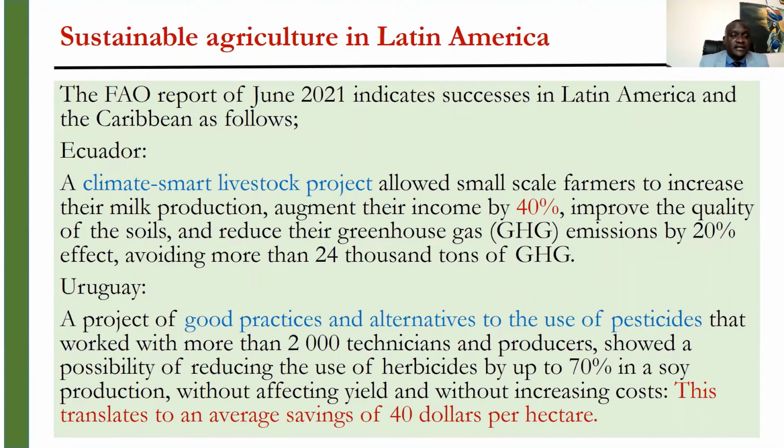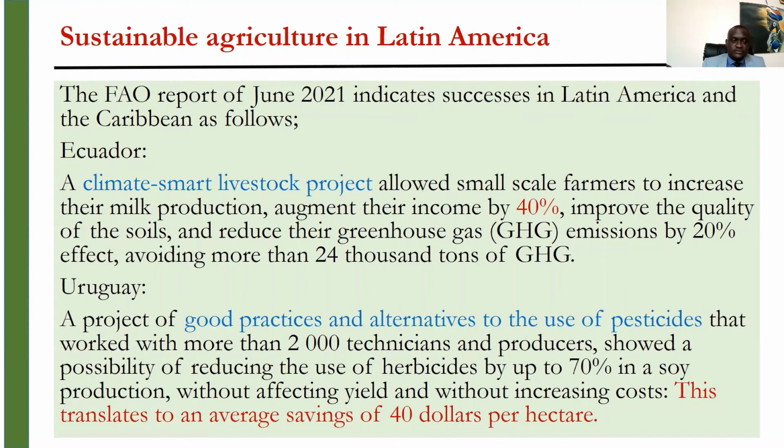The other example is from Latin America. And of course, the Food and Agricultural Organization report of June 2021 indicates successes in Latin America and the Caribbean as follows. I'll pick two countries. In Ecuador, there's a climate-smart livestock project that allowed small-scale farmers to increase their milk production, augment their income by about 40%, improve the quality of soils, and reduce their greenhouse gas emissions by 20%. So this avoided the addition of 24,000 tons of greenhouse gases to the environment.